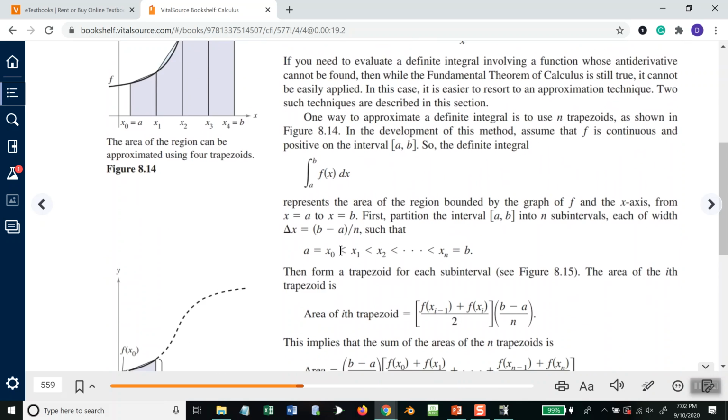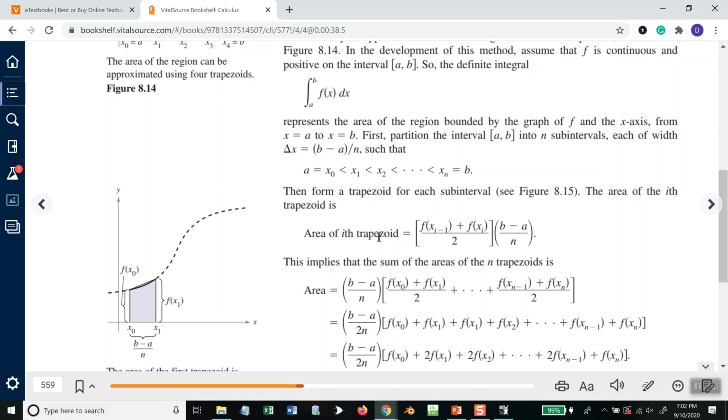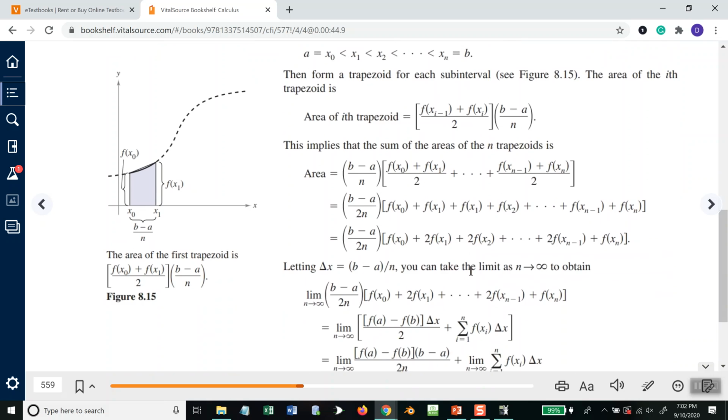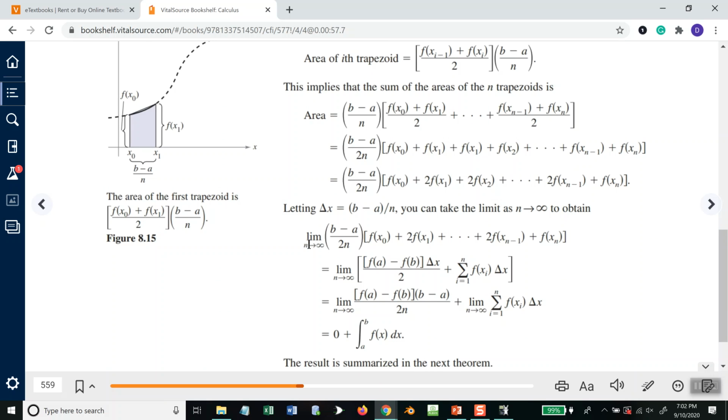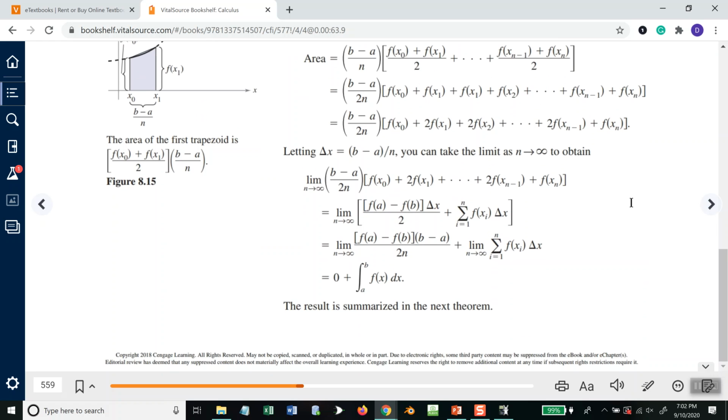Now here, it talks about the area of the ith trapezoid. So it gives us a formula. And then, just like you remember way back when you covered the trapezoid rule, where you got your limit as n goes to infinity, and then you're adding them all together. So this shows you how the formula is derived.